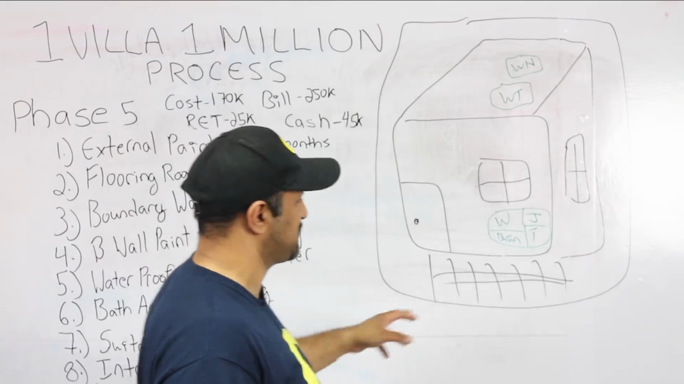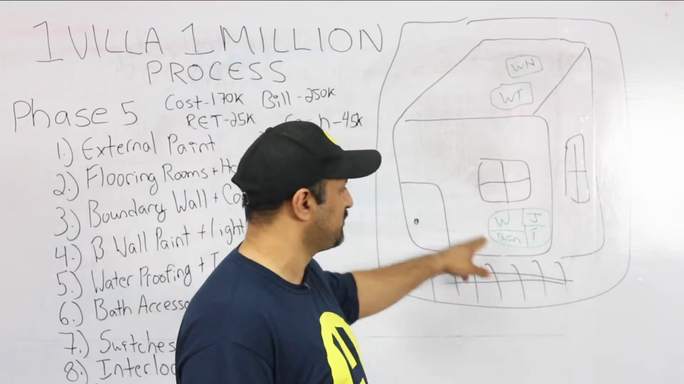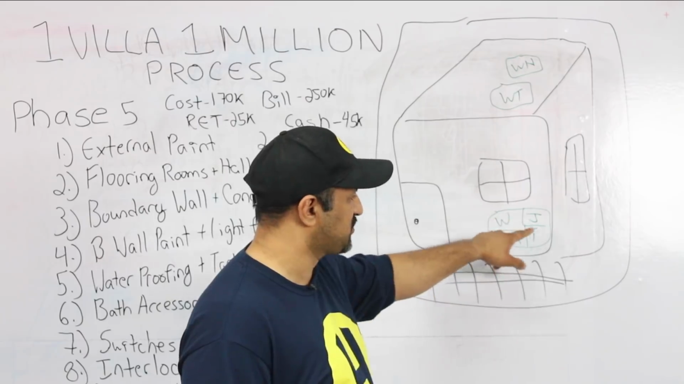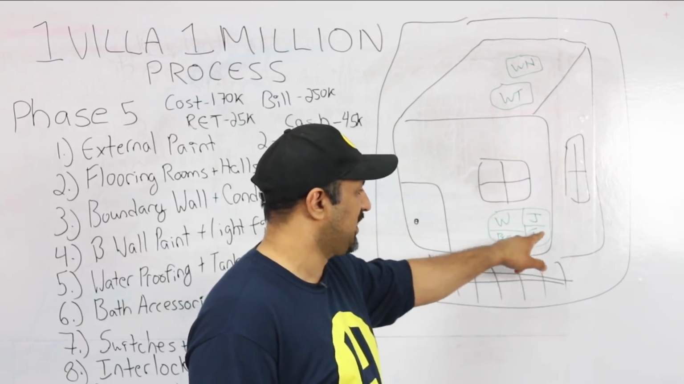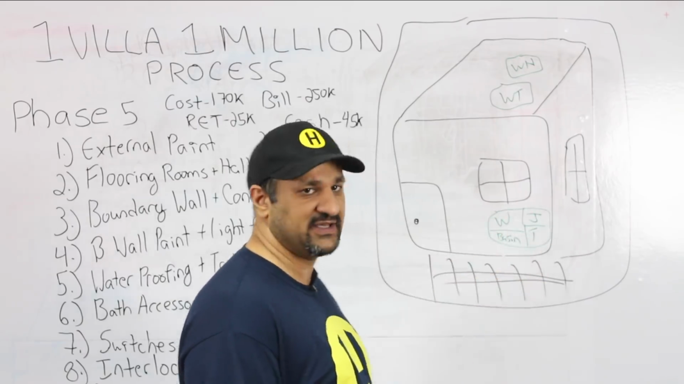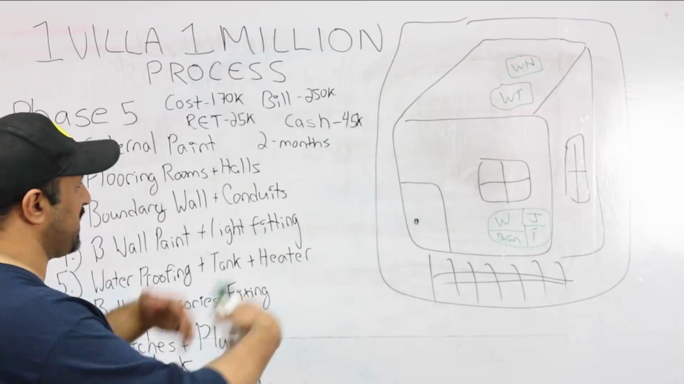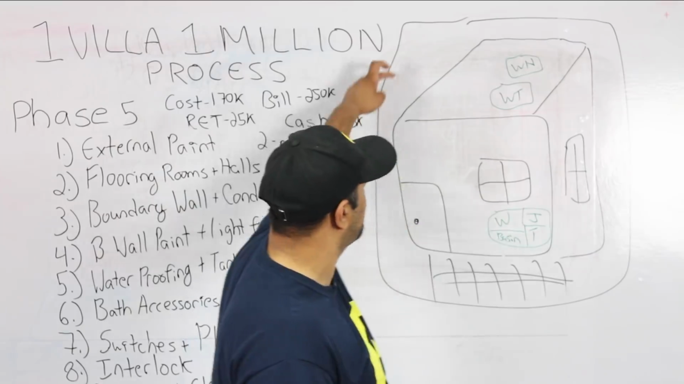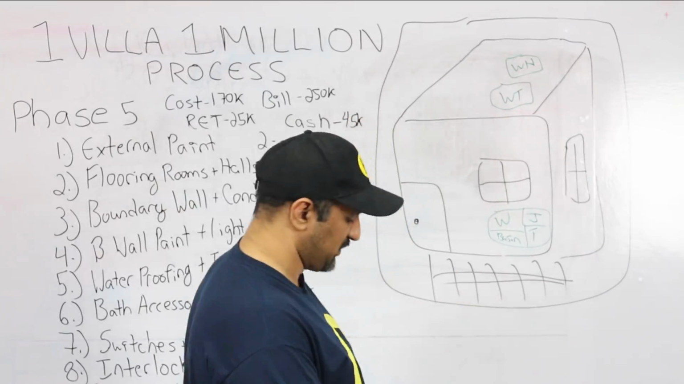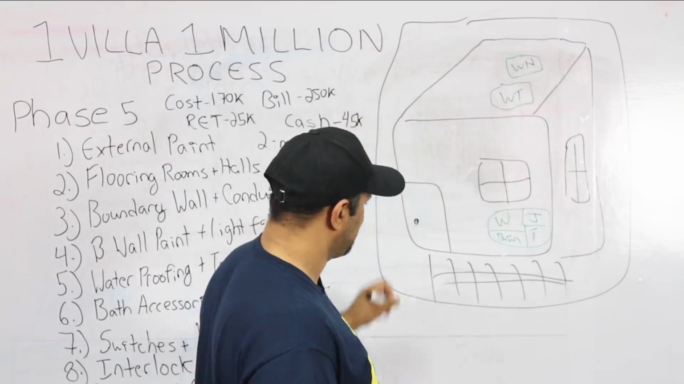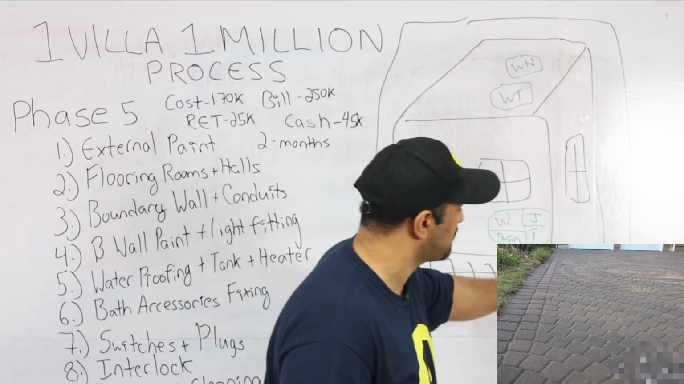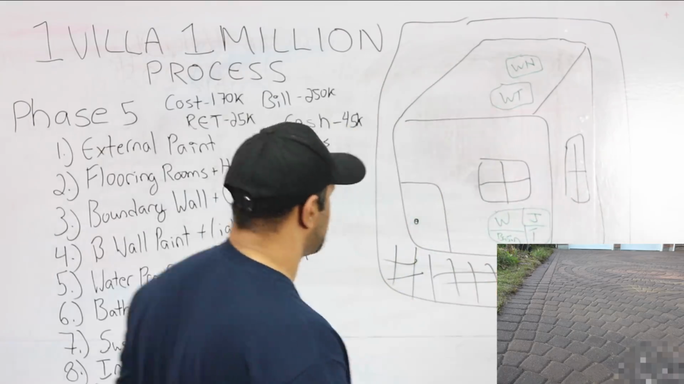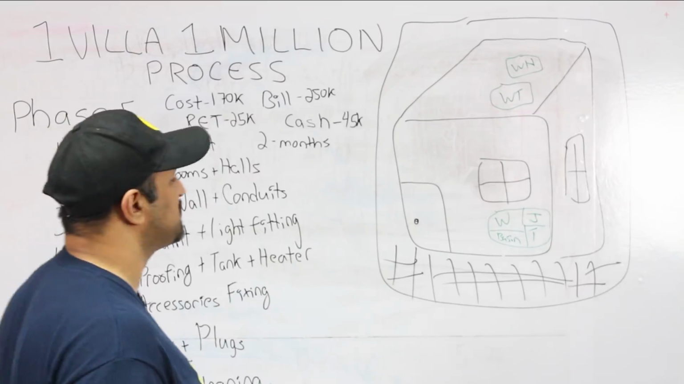Then we have our bath accessories. So assume that this is the washroom, and then we have this is the washroom. We have, let's say, a jacuzzi here, a tub here, a wash basin basically here. And then we have our switches and plugs, which is mixed into it. We have our interlock. Now, this is the structure. This is the outside, the boundary wall. This is what the interlock would essentially look like. And this interlock would go pretty much all the way around essentially. And then we have our finishing and cleaning.